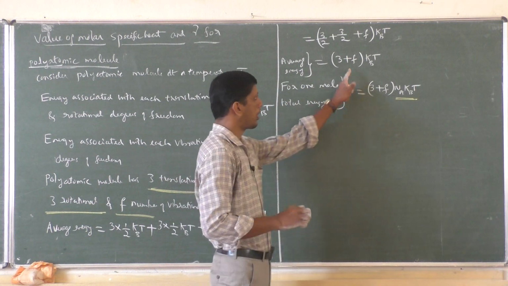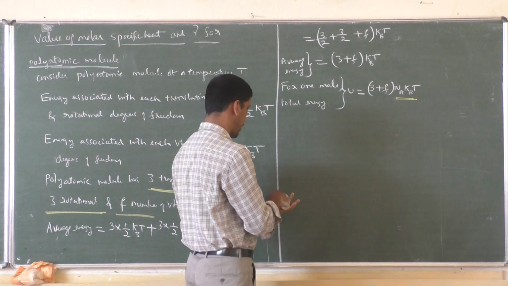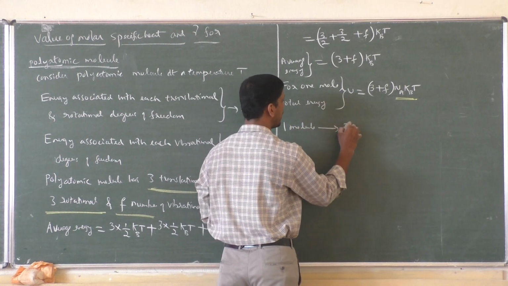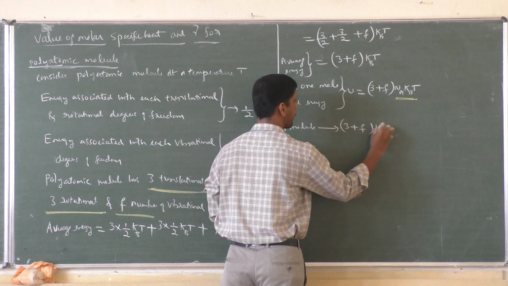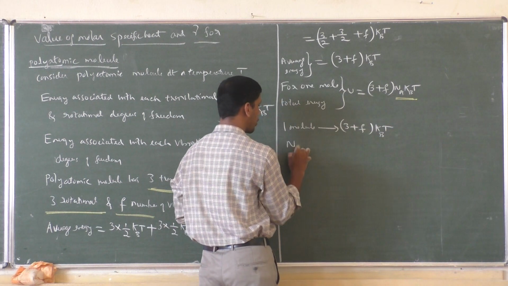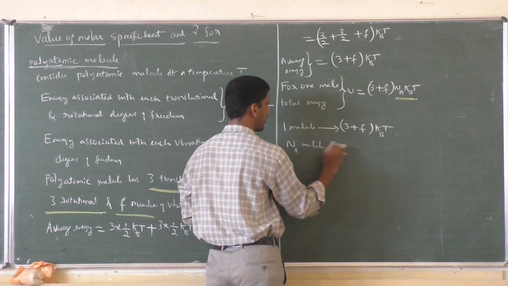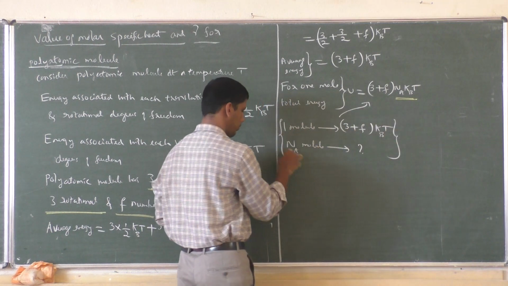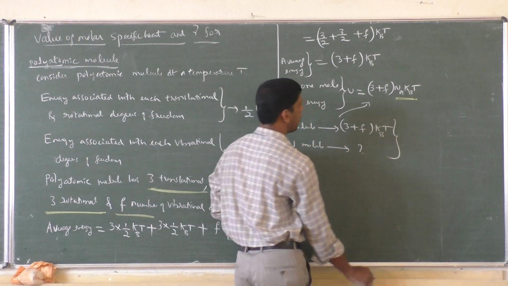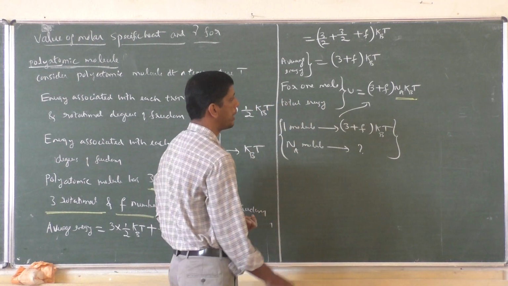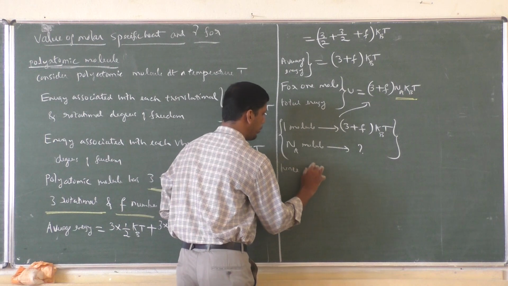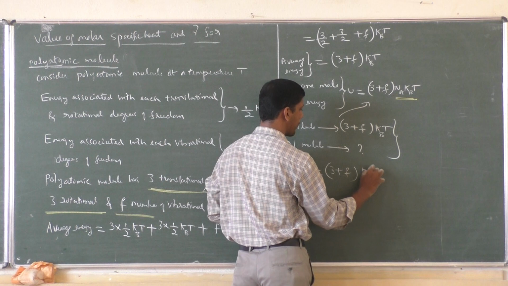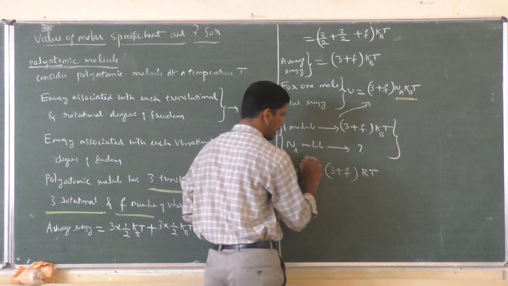You may know how this is actually found out. For 1 molecule the average energy is 3 plus F into KBT. So if we consider the Avogadro number of molecules, what is the energy? This is a way of solving this. So 3 plus F into Na into Kb into T. Hence the U value, Na into Kb is nothing but R, so 3 plus F into R into T. This is the value of total energy.